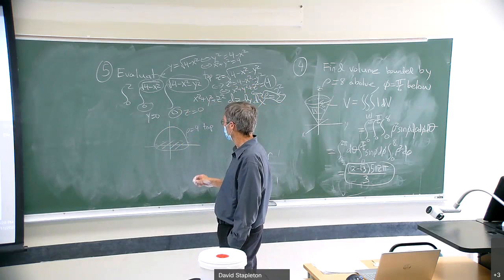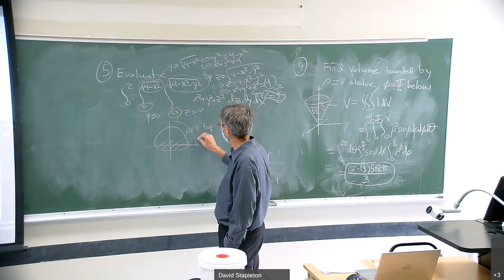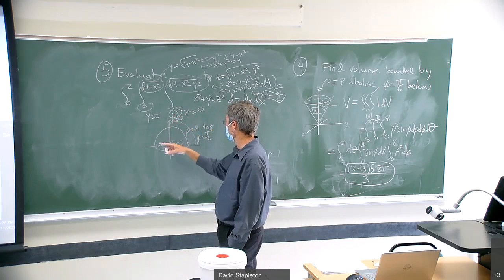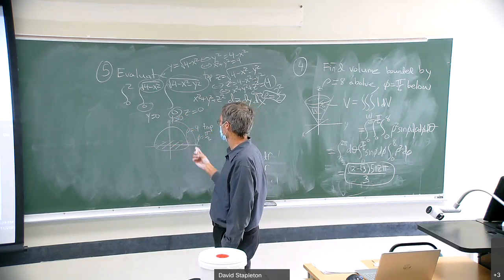And what is that in spherical coordinates? You can say, well, that is the angle down, phi equals pi over 2. So phi will run from phi equals 0 at the straight up to phi equals pi over 2 to smooth out the xy plane. And then theta goes all the way around.